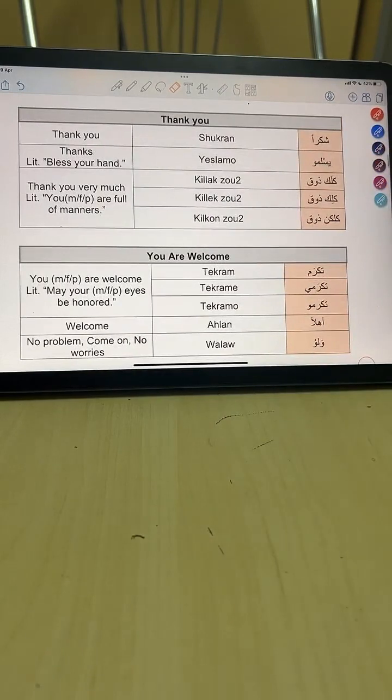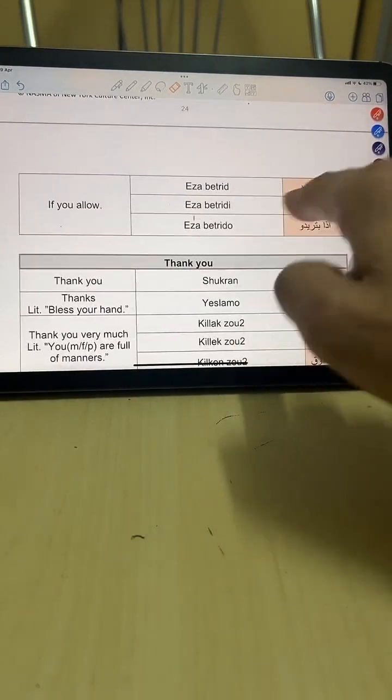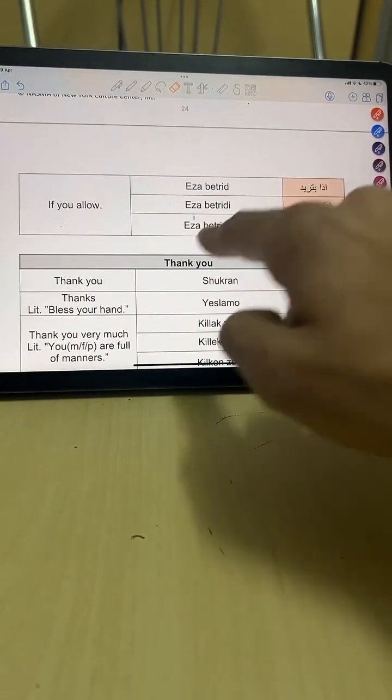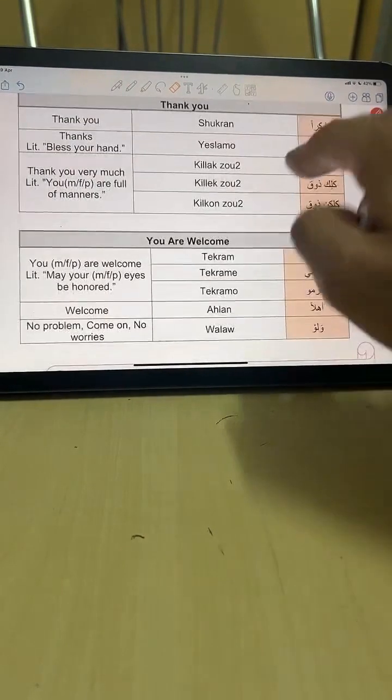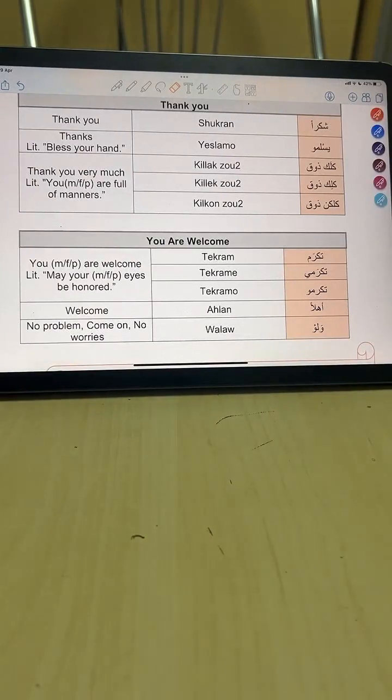Now, the most common, so here I said min fadlak for male, min fadlik for feminine, min fadlkum for plural. The nicest word is shukran. Everybody in the world, even Chinese people, they know shukran. Shukran, thank you. It comes from the root shakara, which means to thank. Mashkur, I am thankful. Mitchakir, same thing.